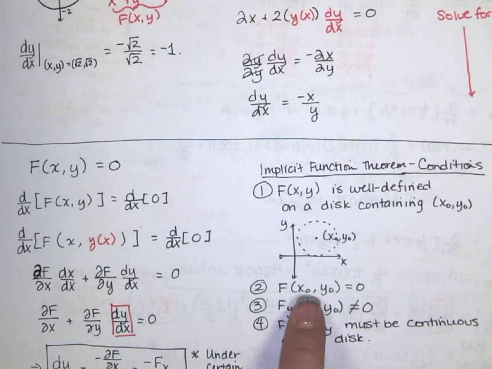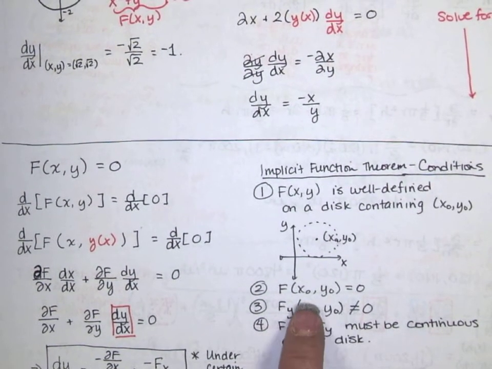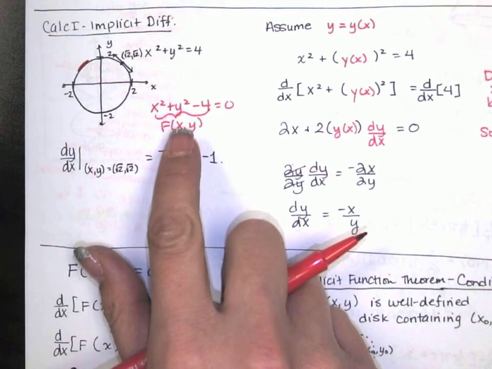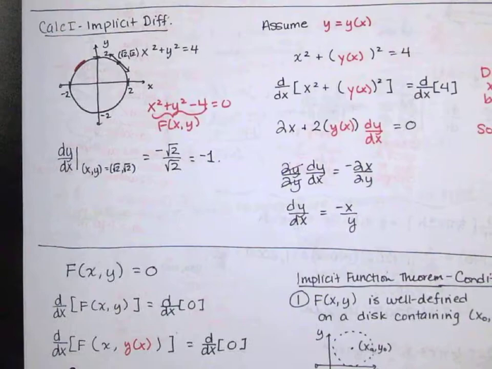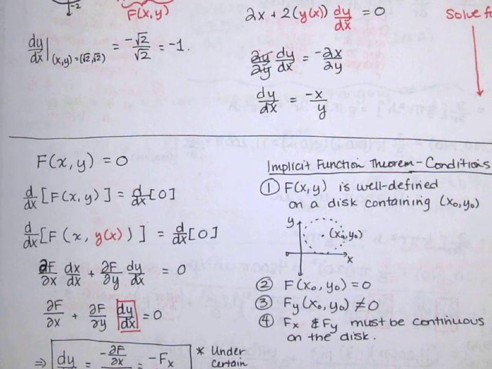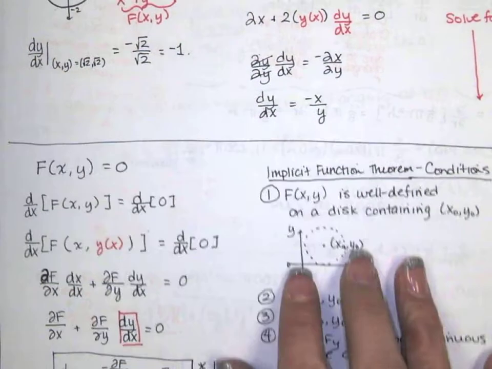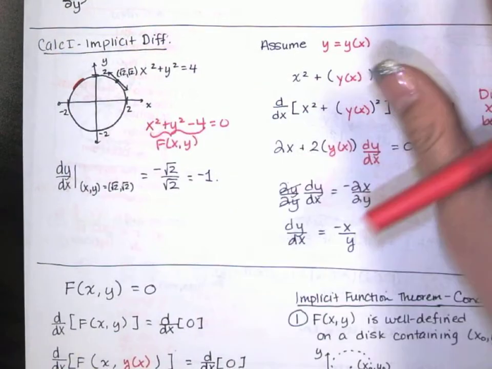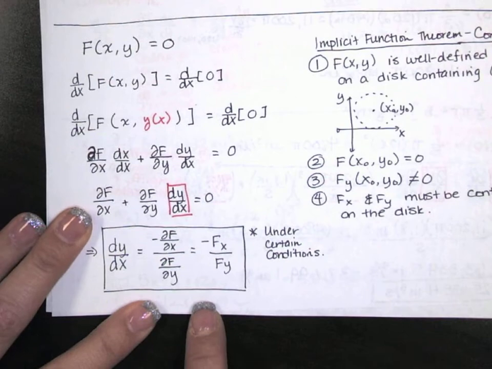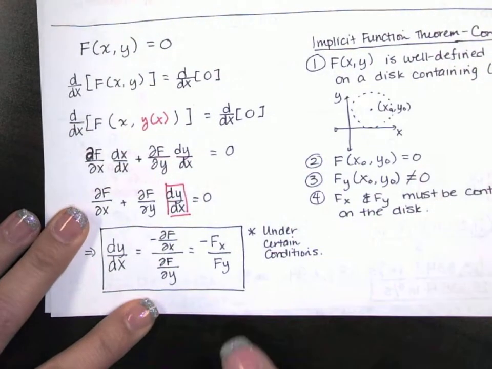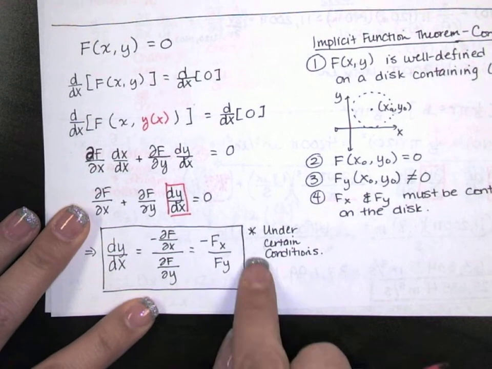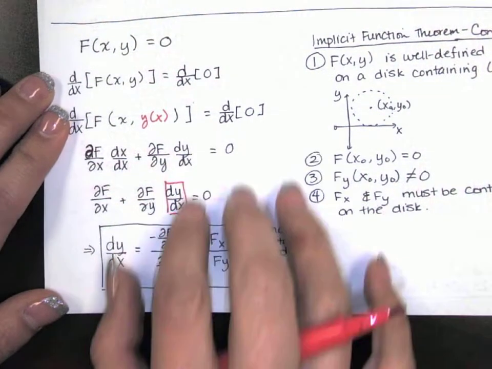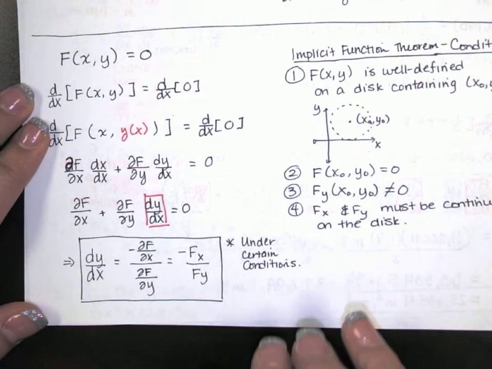If I evaluate f of x, y at any point on this curve, I'm going to get 0 because of the way we defined f of x, y. And of course we're not dividing by 0. That means this little part of the curve defines y as a function of x, and that's its derivative. So as long as all of this is true, this holds, and this holds most of the time. Okay, so if you were curious, those are the conditions.